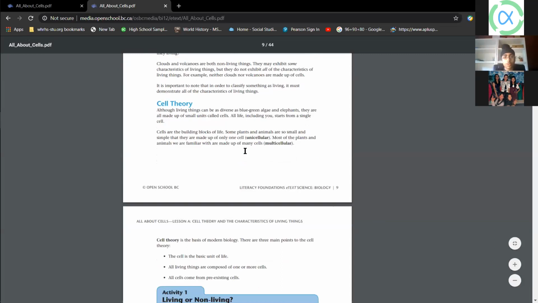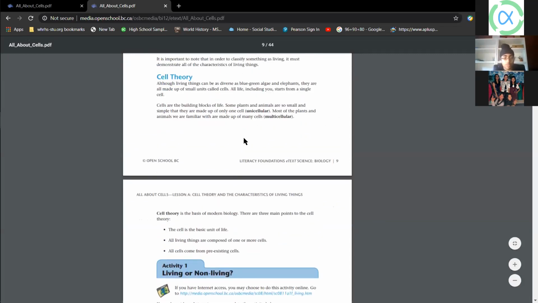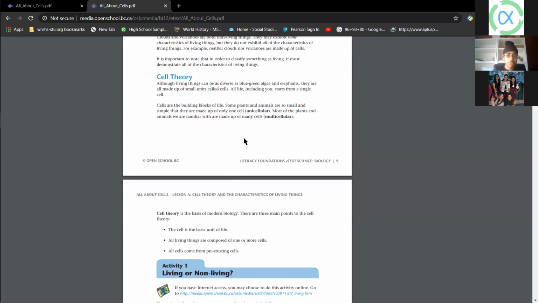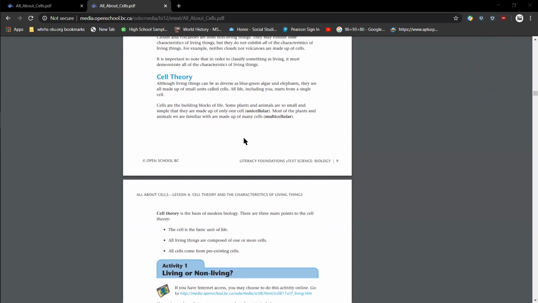Okay, so we're going to be talking about cells. I guess you could say the main principle of cells is what we call cell theory. The first thing is that the cell is the basic unit of life. What that means is, if anything is living, it has to contain a cell. Some organisms are unicellular, which means they're made up of only one cell, and other organisms are multicellular, which means they're made up of multiple cells. For example, bacteria are usually unicellular, and most plants and animals are usually multicellular.